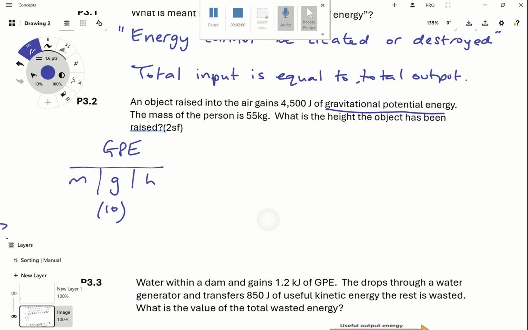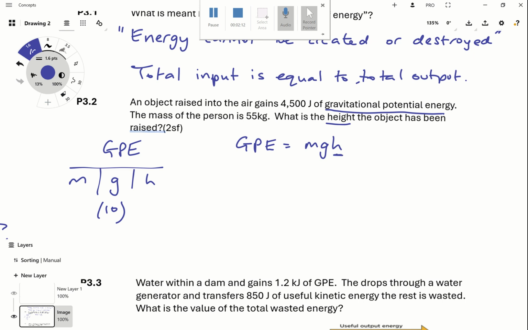And it says, what is the height? So I know GPE equals mgh. Now I've got to rearrange for h. At the moment it's multiplied by mg, so divide both sides by mg, and I'm left with h equals GPE over mg. Now I can pull down the numbers and see if there's any unit changes. You're in joules? That's fantastic. You're in kilograms? That's fantastic too. So no unit changes there.